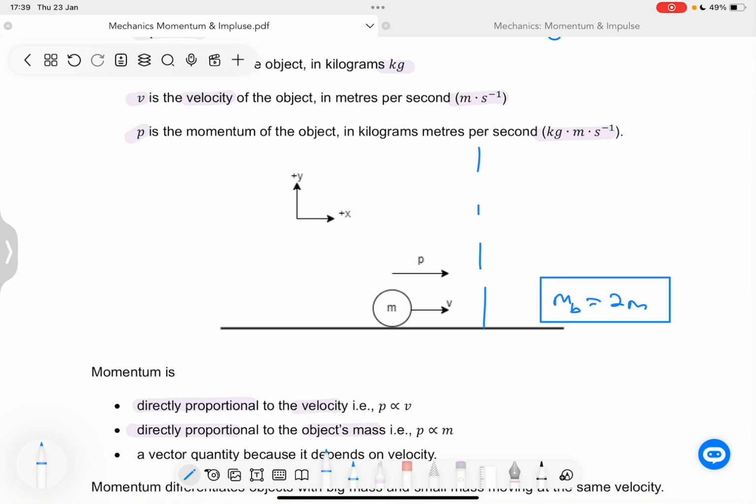And let's say that now this box moves at the same velocity, v of the box equal to v, the same velocity as the ball. Now, if I were to calculate the momentum of this box, I'm going to have momentum of the box equal to mass of the box times velocity of the box. And when I substitute here, I'm going to have 2m multiplied by the velocity v. And this will give me 2mv.